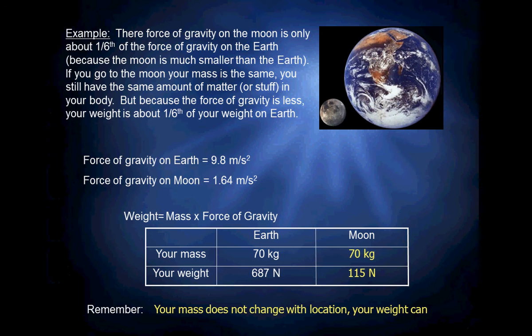to understand. 10 newtons of force is 1 kilogram. 1 kilogram is 2.2 pounds. So 10 newtons would be 2.2 pounds. So 100 newtons would be 22. All right. Any questions about mass versus weight?